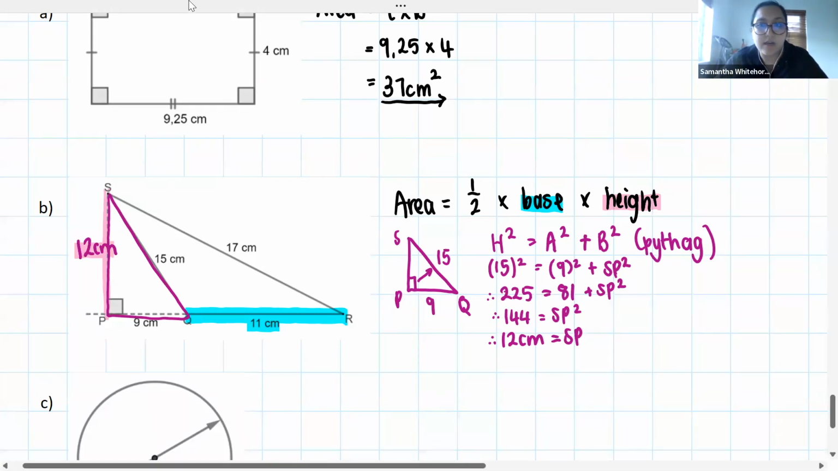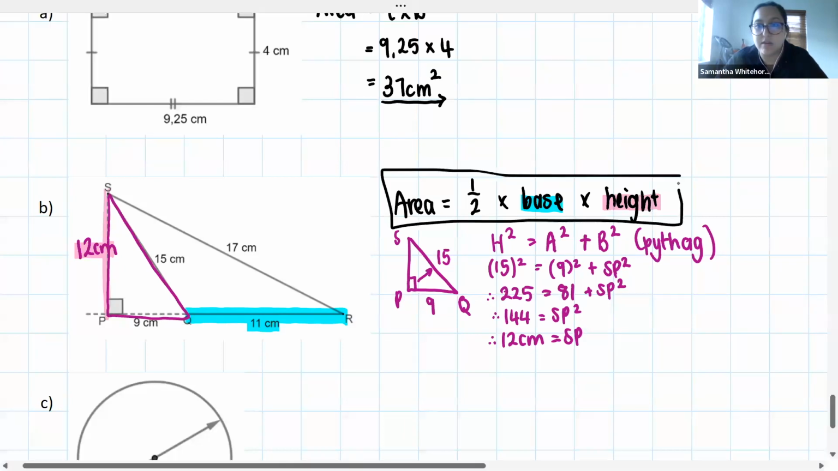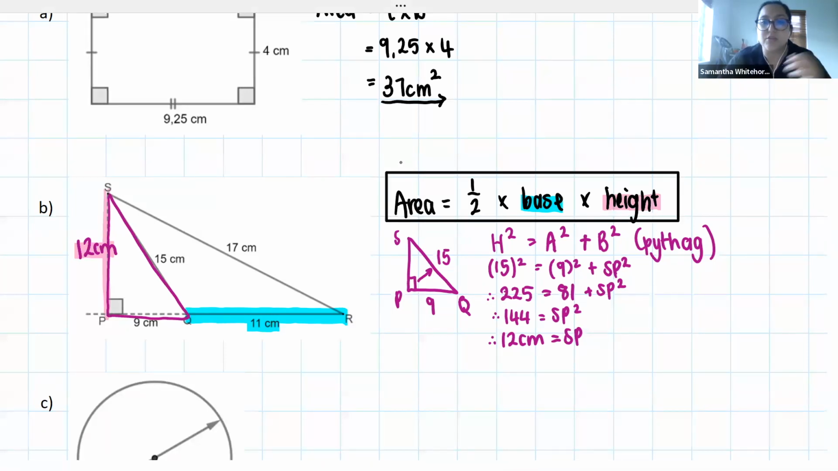So now that we know that, I want you guys to work out the area for me. We said already what the area is. We wrote it down here for ourselves. So we know what formula we need to use. Let's go and work out the area.